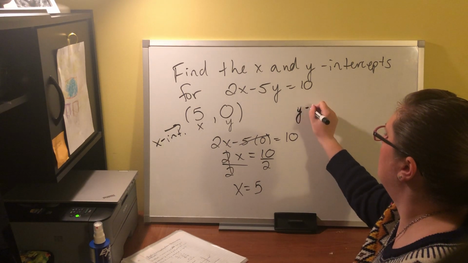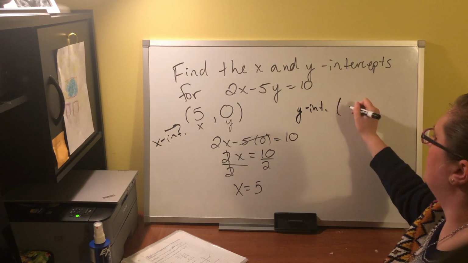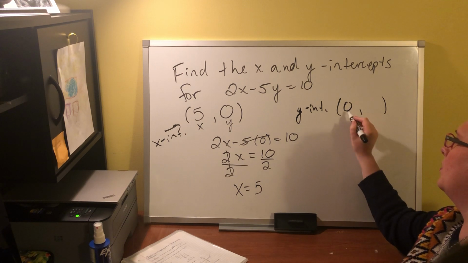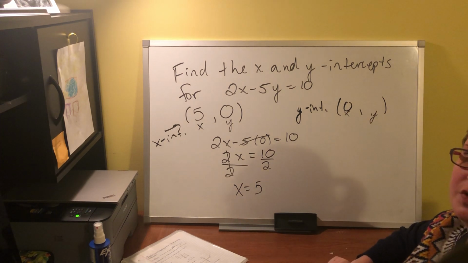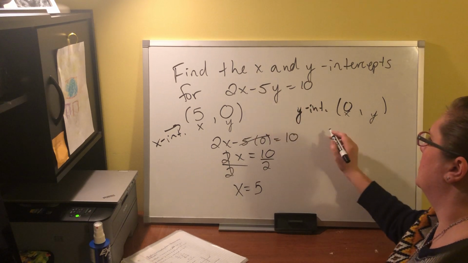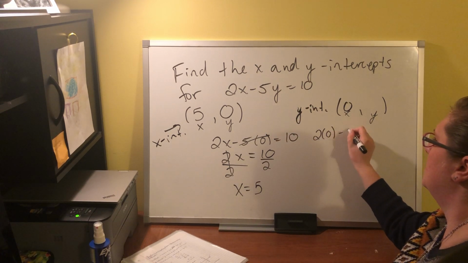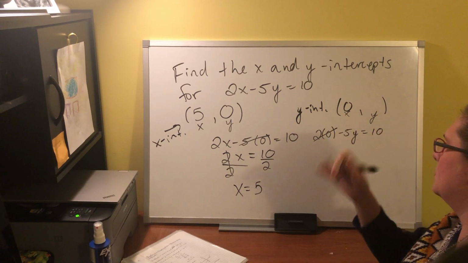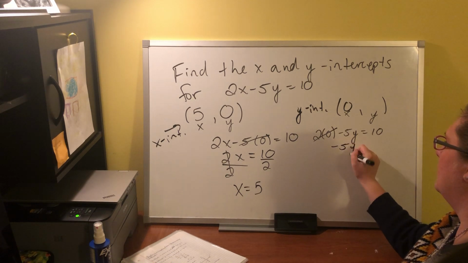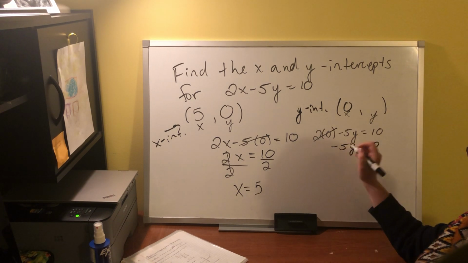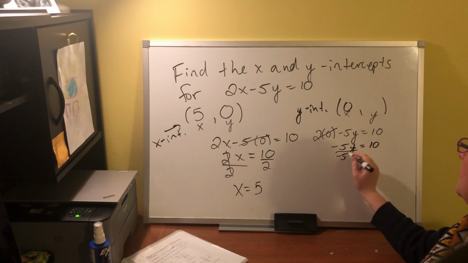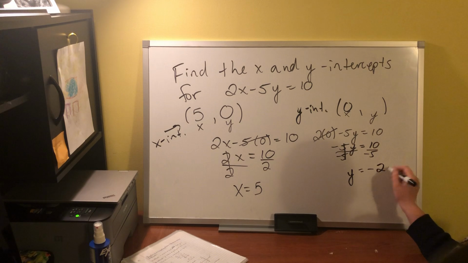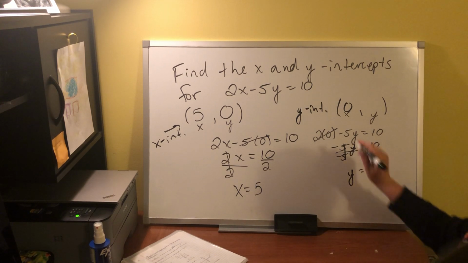All right, let's do the y-intercept. Remember, this is when x is 0, and we're solving for y. So we substitute this into our original equation. I have 2 times 0 minus 5y is 10. 2 times 0 goes away, becomes 0. Bring down that negative 5y. Make sure you don't forget that negative, it makes a difference. Then divide both sides by negative 5. So y equals negative 2, since 10 divided by negative 5 is negative 2.